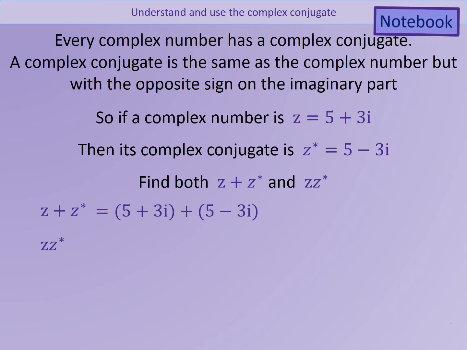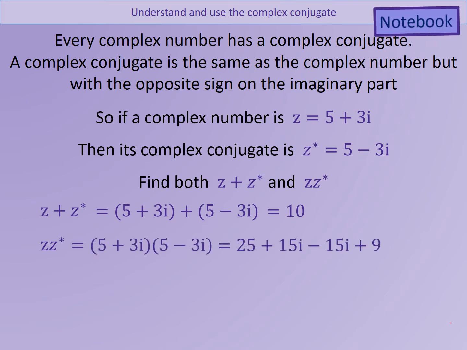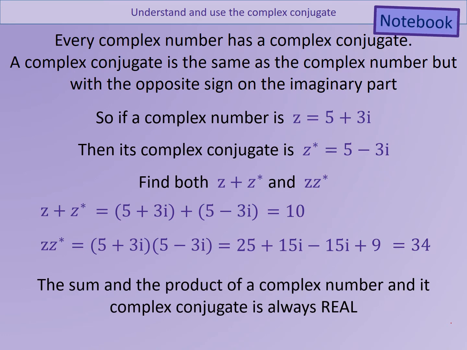z plus z star, adding these two together, gives us 10. And z multiplied by z star, when simplified, gives us 34. You'll notice that both of these are real, and this is true for all pairs of a complex number and its complex conjugate. The sum and the product of a complex number and its complex conjugate is always real.